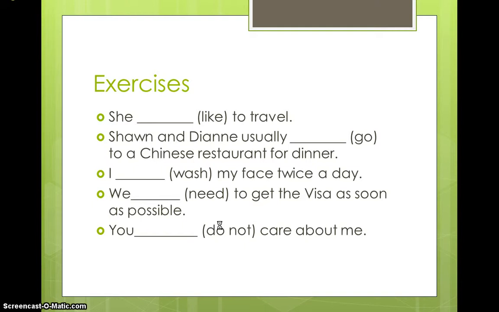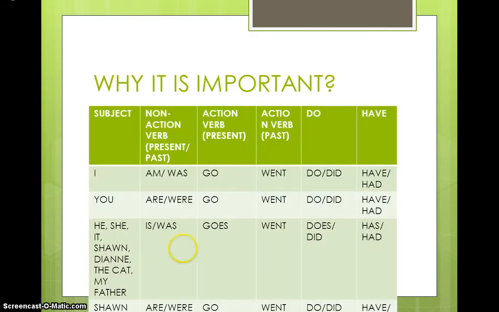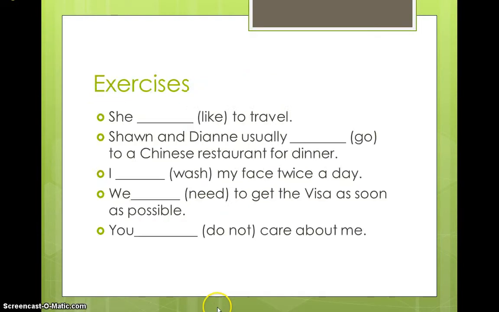Okay. The second exercise. Sean and Diane usually, and then you have it there, go. So if you look at the table, Sean and Diane definitely is go. So you're going to use go. Sean and Diane usually go to a Chinese restaurant for dinner.